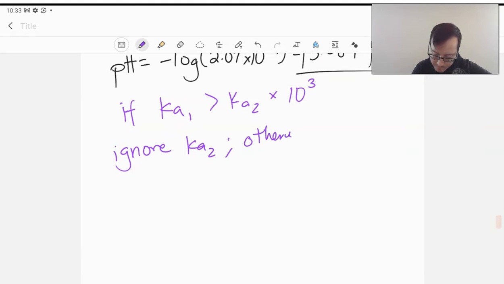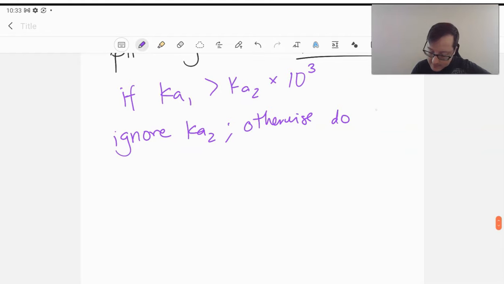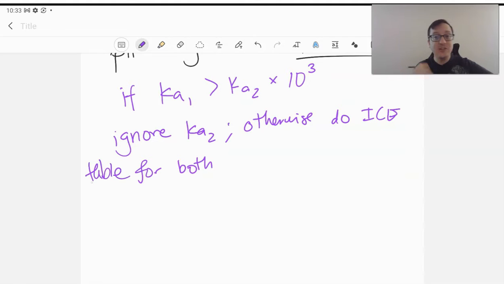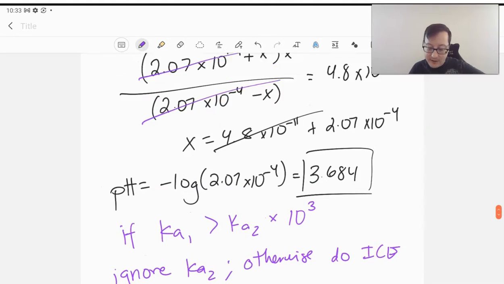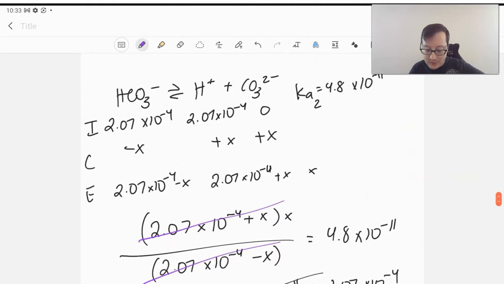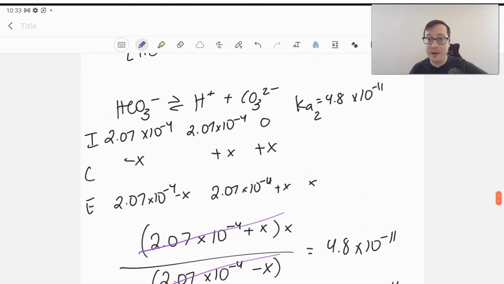Otherwise, you need to do the ICE table for both, just like we did in this example. And you have to carry over your values. So notice that our initial concentrations of bicarbonate and H plus were calculated from the first dissociation. The first time our carbonic acid lost a proton, we made HCO3 minus and H plus. So we have some initial concentrations for our second ICE table. So just keep that in mind.